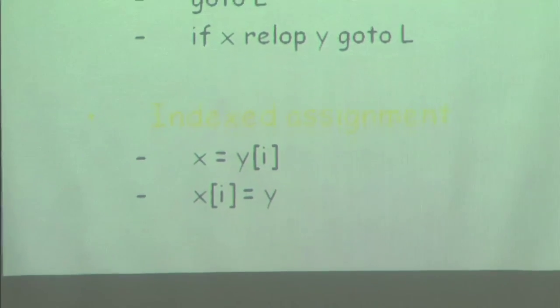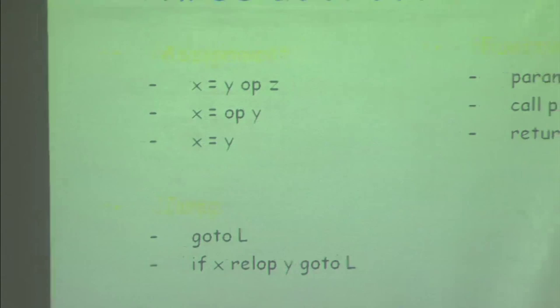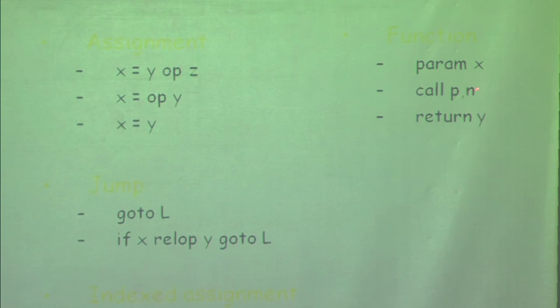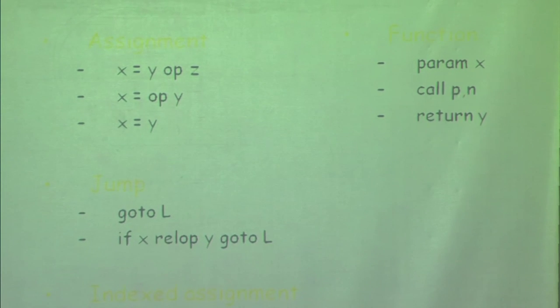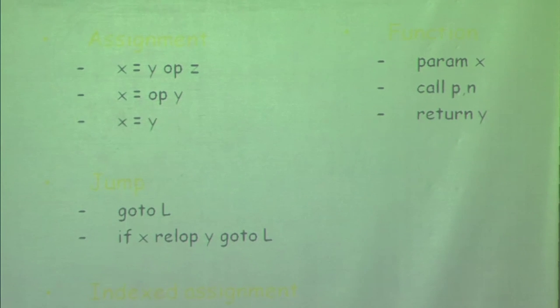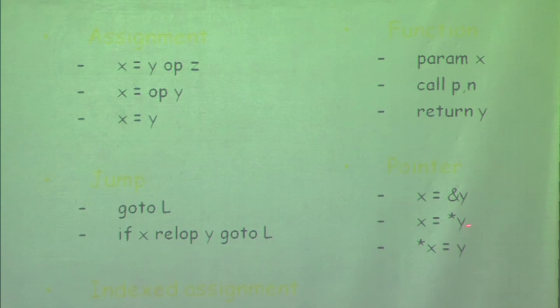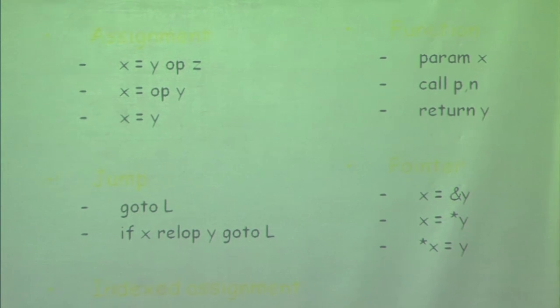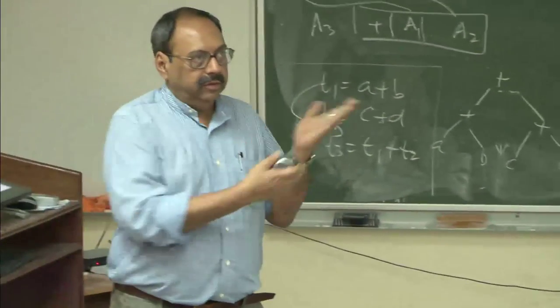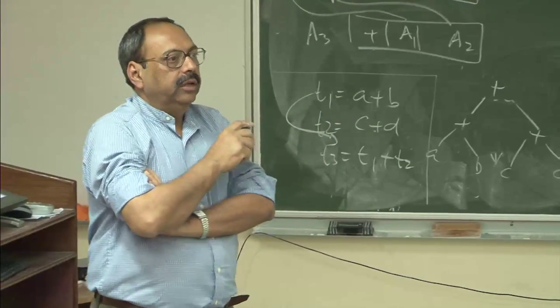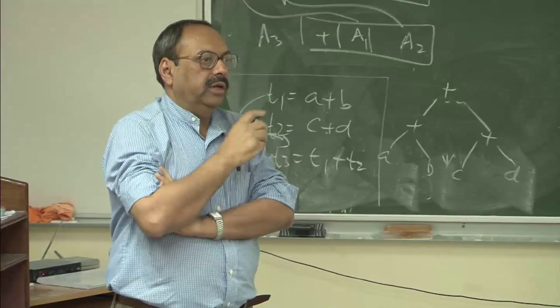Similarly, for argument passing, I can have a param instruction and a list of parameters, and then I say call procedure P with n parameters, and return says return control from wherever I came, or return control to label Y. Or for pointers, I can dereference a pointer, take a variable's address, and so on. So you can see that with this kind of intermediate representation, I can generate intermediate code for a large class of languages. It looks fairly small and straightforward, but this can itself be converted into something closer to machine code for a large class of languages.